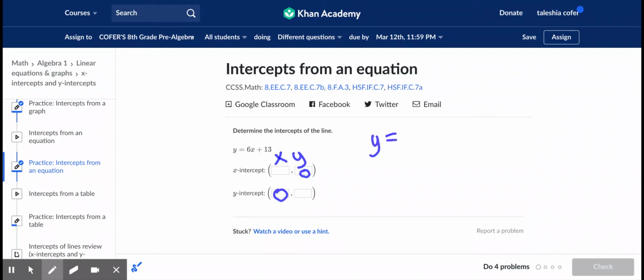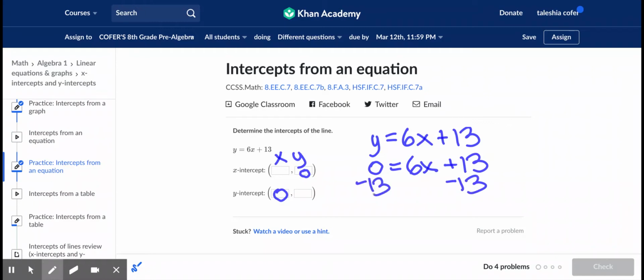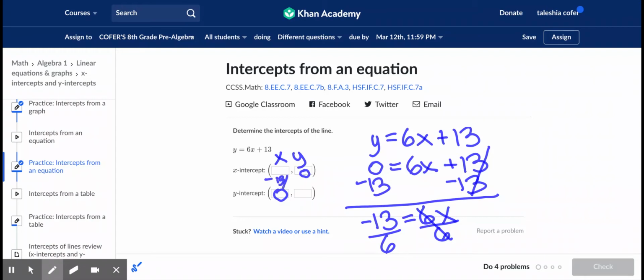They have y is equal to 6x plus 13. Since it's the x-intercept, I know that y is 0. So I'm going to plug in my 0 and say that it's equal to 6x plus 13. The opposite of adding 13 is to subtract 13 from here, subtract 13 from here. My 13's cancel out, and I'm left with negative 13 is equal to 6 times x. The opposite of multiplying by 6 is to divide by 6 on both sides. My 6's cancel out, and I'm left with x is equal to negative 13 over 6.